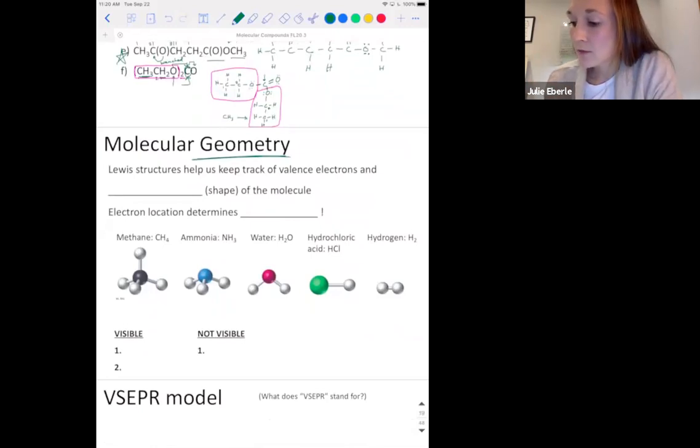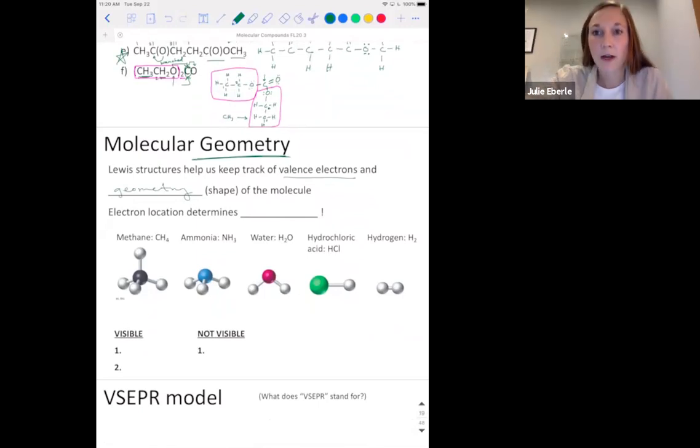So Lewis structures, I'm just reading the slide here, help us keep track of valence electrons and geometry, or the shape of the molecule. And as usual, electrons are behind everything here, right? Electrons are always responsible for everything. So electron location determines the shape of the geometry, all right? So let's look at these pictures that I have. This is a figure from your textbook.